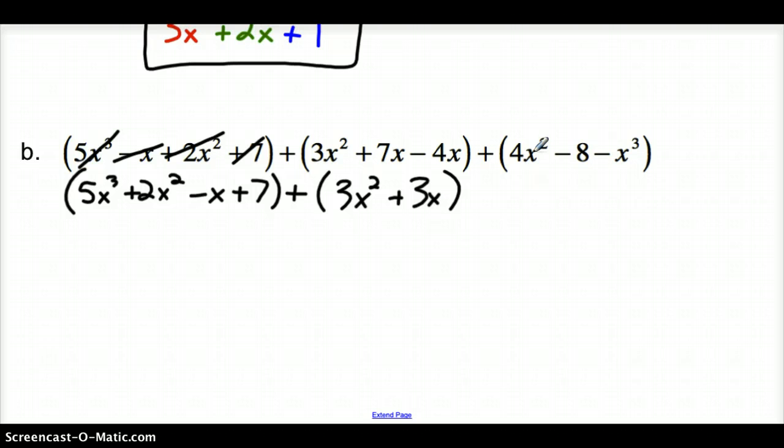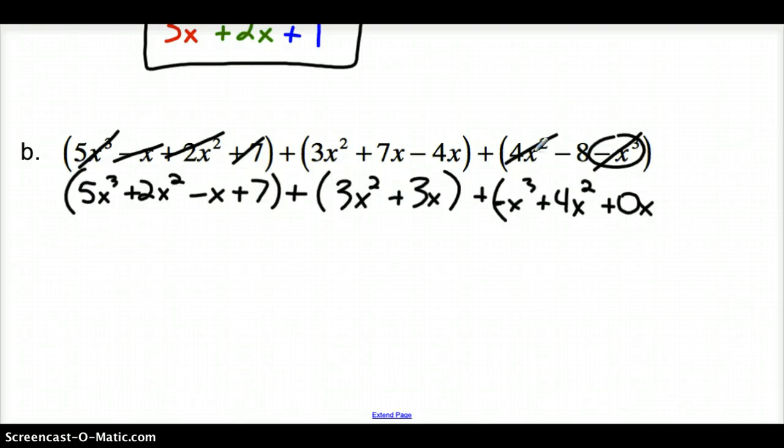If I keep moving on here, I now have my negative x cubed going first, so negative x cubed, and then I'm going to put my positive 4x squared. I could write this as 0x if I want to, so I'll write plus 0x, and then my minus 8. Notice I put the 0x in there. That's definitely something that's okay to do.